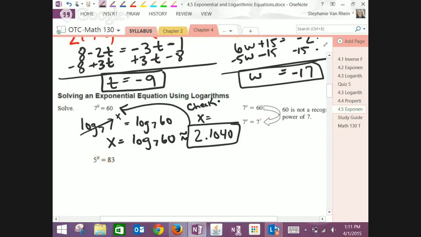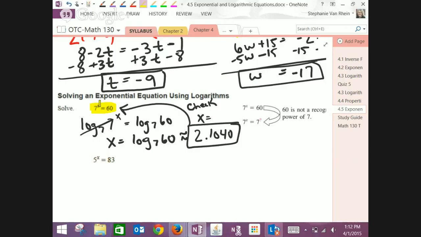7 to the 2.1040 is close to 60. So eventually we want to simplify an expression down to that something to a power equals something. We can take the log of the base of both sides and get that x by itself.